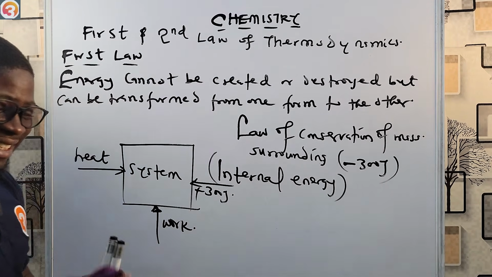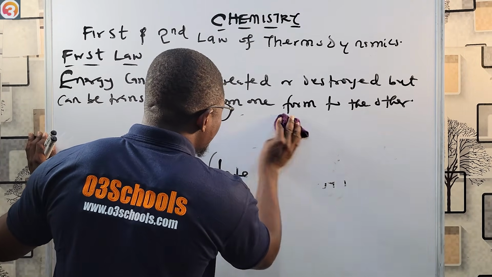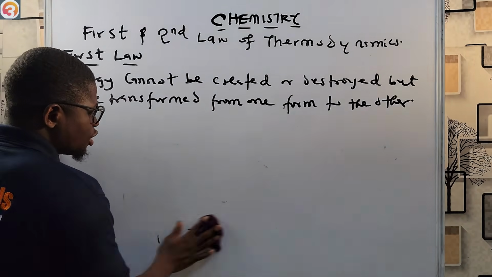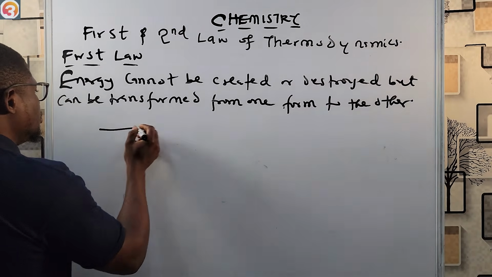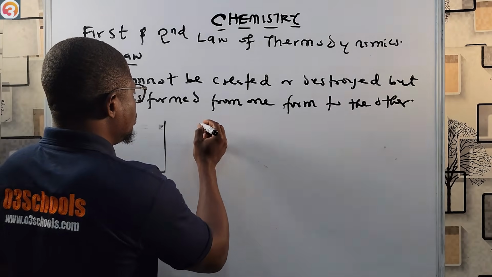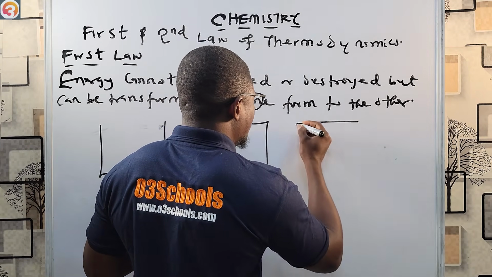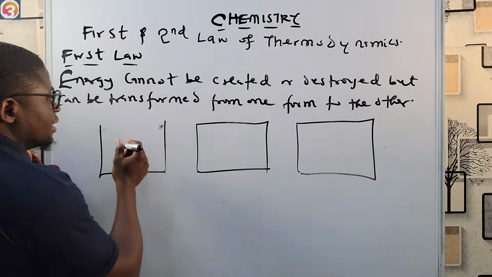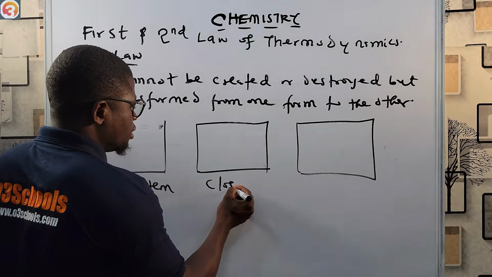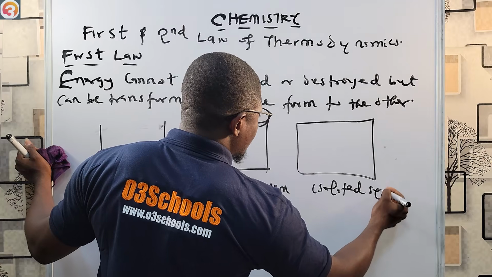All right, so now it's very pertinent to know that in the first law of thermodynamics, there are three major types of systems you should be in tune with. You must know them. The first system is called an open system. You must also know a closed system, and an isolated system. This one is an open system. This one is a closed system. This one is an isolated system.